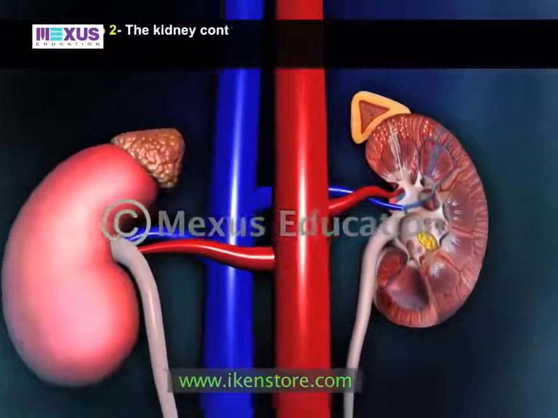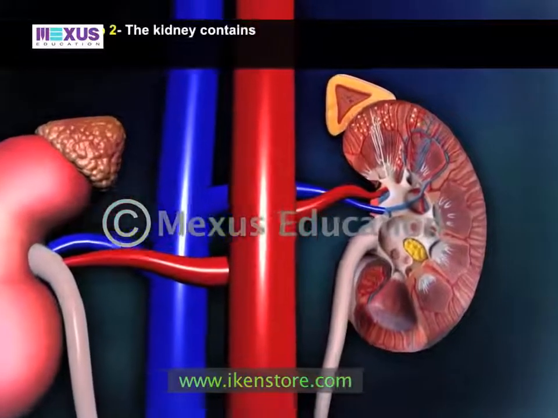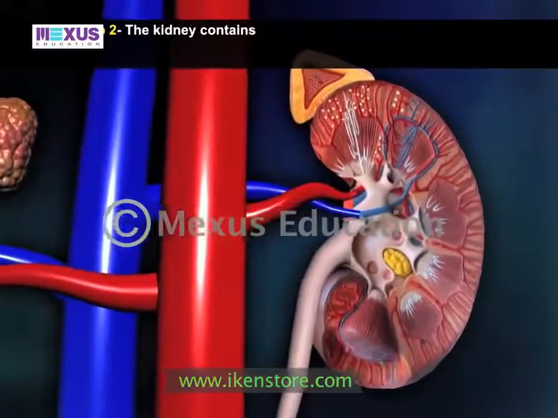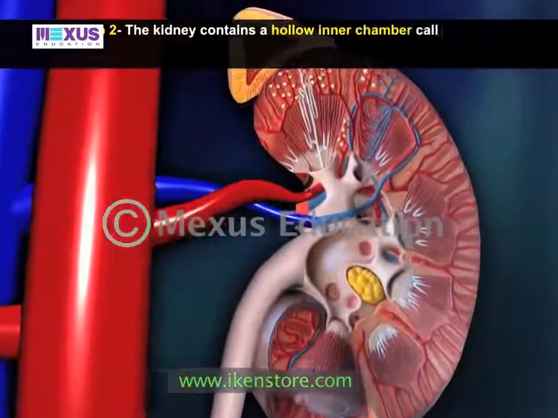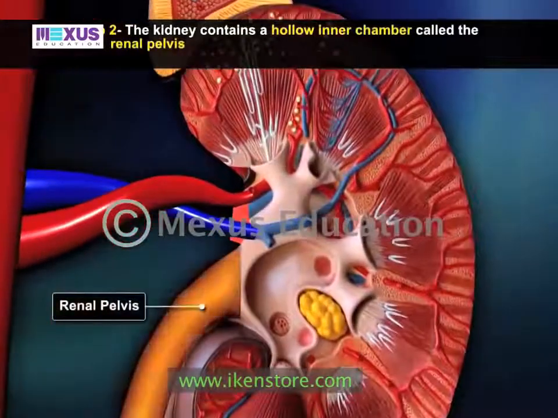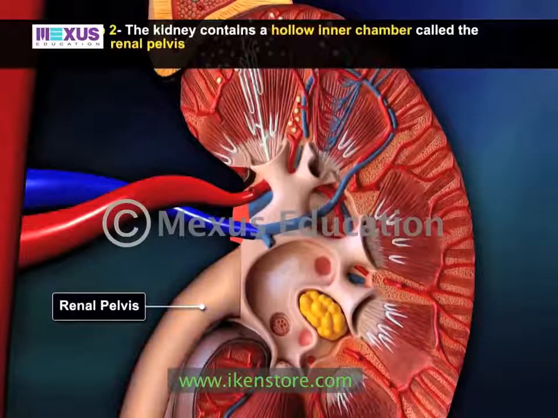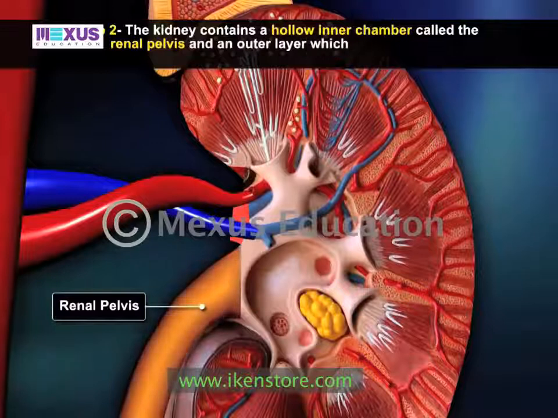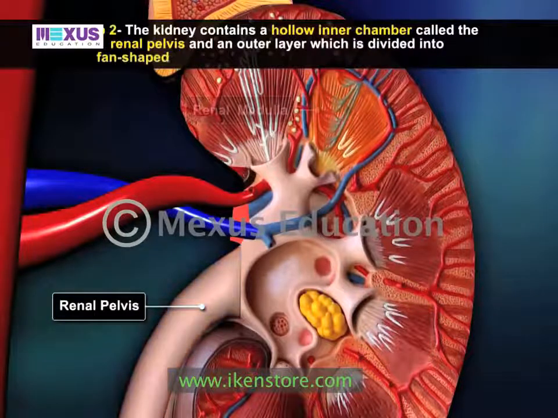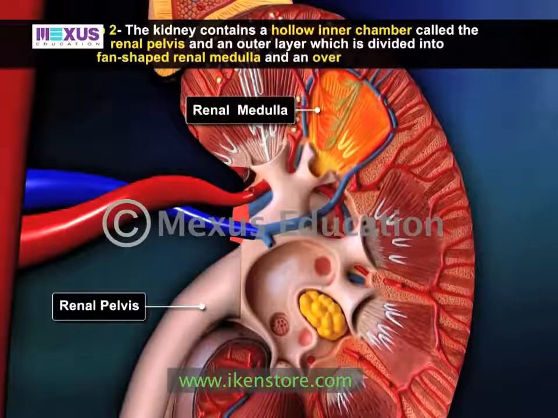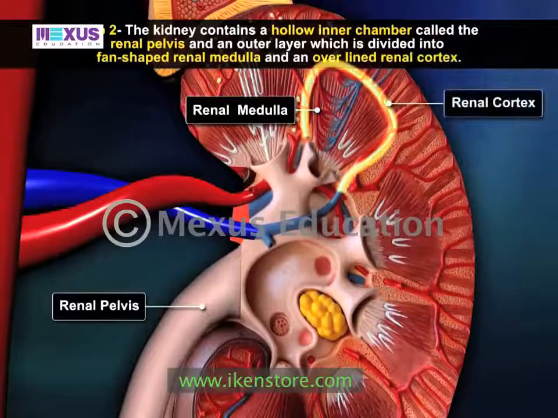The kidney contains a solid outer layer where urine is formed and a hollow inner chamber called the renal pelvis, which is a branched collecting chamber that funnels the urine into the ureter. The outer layer of the kidney is divided into fan-shaped renal medulla and an overlying renal cortex.